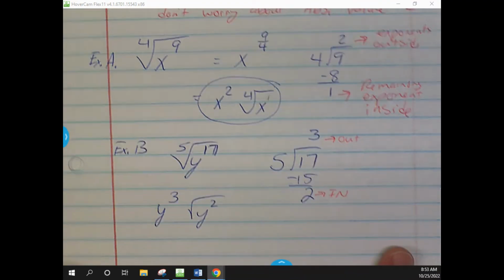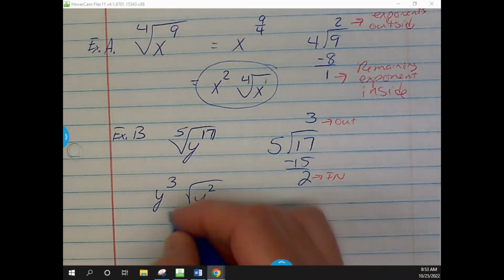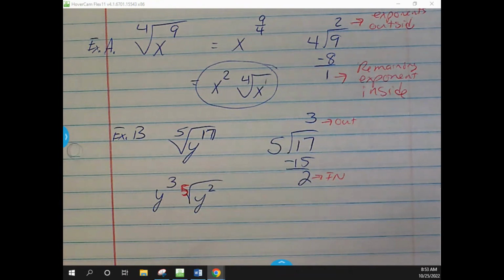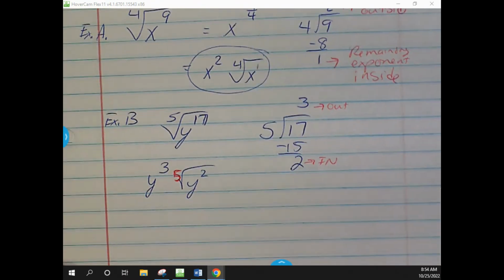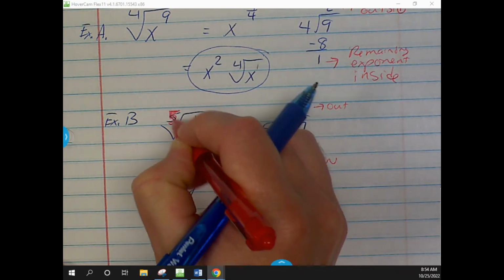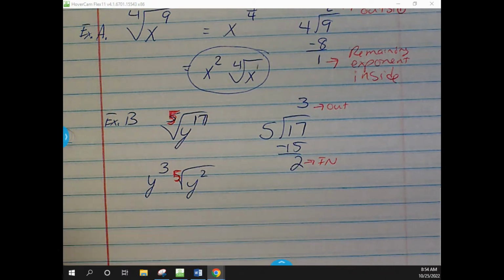And again, the only thing you have to be a little bit careful of when you're doing these, make sure that you leave your index there when you're doing that part. So whatever the index is that's here, you got to make sure that same index is going to stay there.